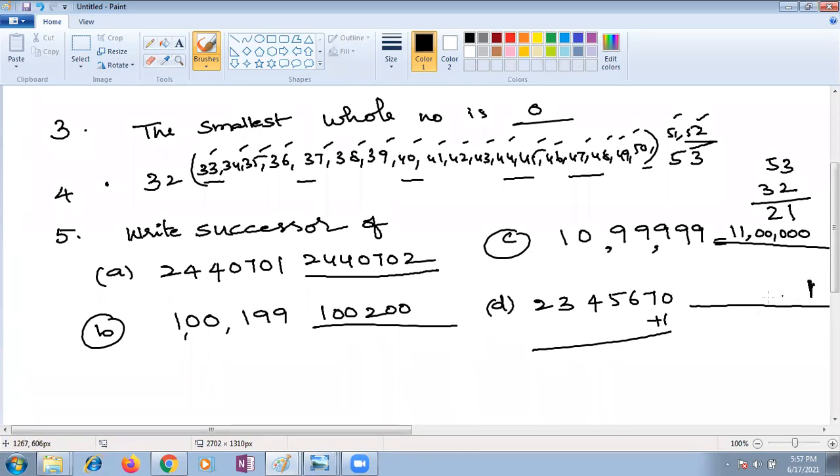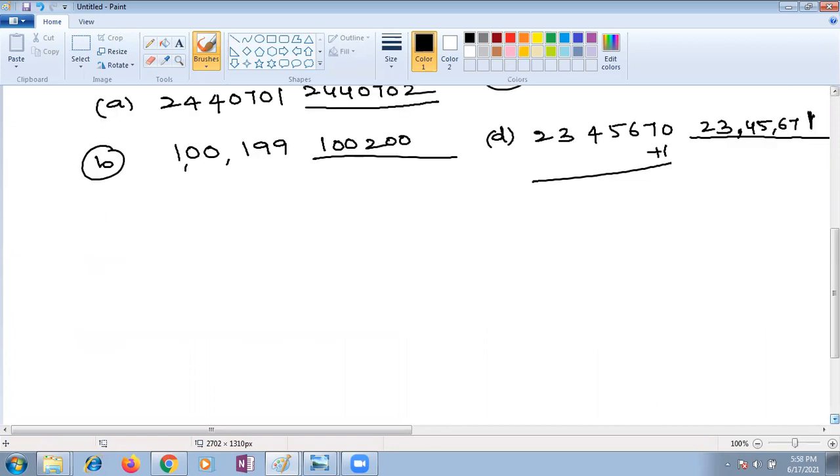It's 23 lakhs 45,671. Very good, ma'am. Good. You are supposed to be ready to read and write the large numbers, children. That is most important. Why? Because in the first chapter we are learning how to write our larger numbers, reading and writing in both the systems. Next question. Write the predecessor.